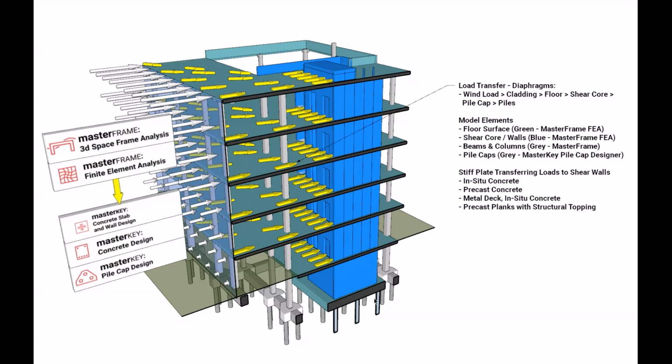So all of these elements are required to work together in order to transfer horizontal loads back to the ground in a safe manner. To recap, if we look at the modules on the left-hand side, all of our model setup and analysis is done within MasterFrame and our Finite Element Analysis add-on module. Then all that analysis and model information generated is passed into our design modules to design the individual elements, for example, our beams, columns, and pile caps. And of course, Andras will be focusing on the MasterKey Concrete Slab and Wall Design module in a little bit, which has the ability to design this floor as well as the shear walls.